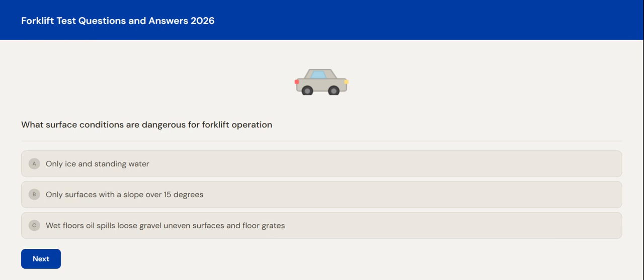Let's continue. What surface conditions are dangerous for forklift operation? Wet floors, oil spills, loose gravel, uneven surfaces, and floor grates. Any of these conditions can cause a loss of traction or stability. Slow down, assess before you enter, and report hazardous surfaces to a supervisor.